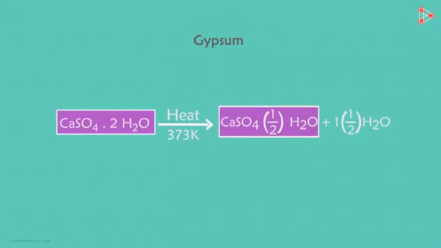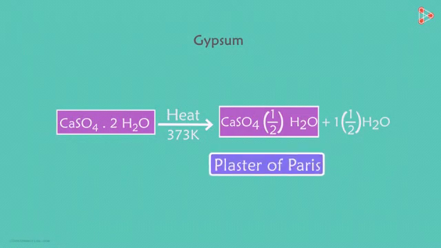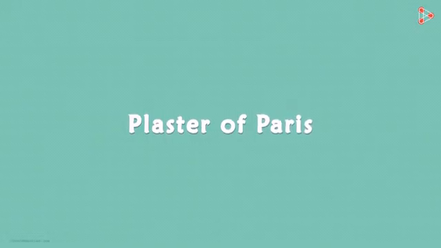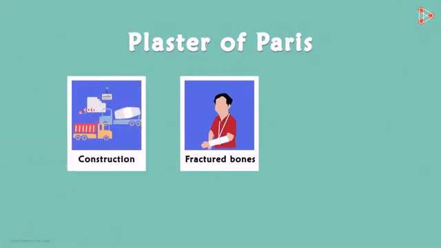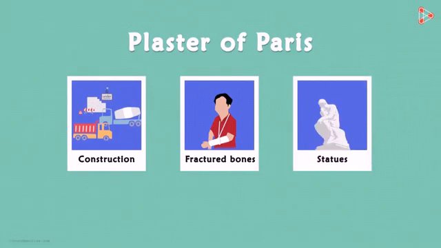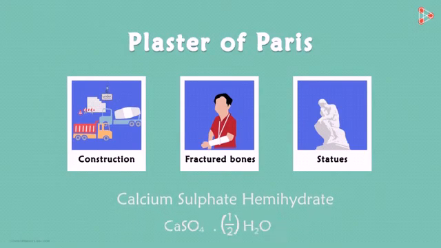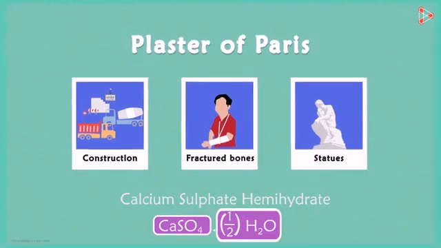When we heat gypsum at 373 Kelvin, it loses its water molecules to give us plaster of Paris. Have you heard of plaster of Paris before? Yes, it's a substance which doctors use as a support for fractured bones. It's also used in the construction industry, in making casts for statues, and also in making designer false ceilings. Its chemical name is calcium sulfate hemihydrate and its chemical formula is CaSO4.1/2H2O, CaSO4 and half a molecule of water.